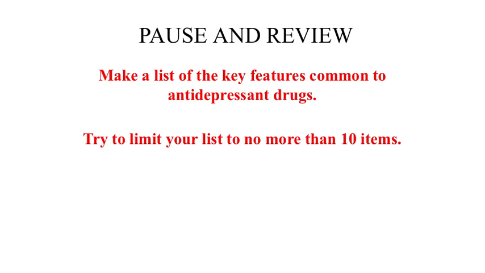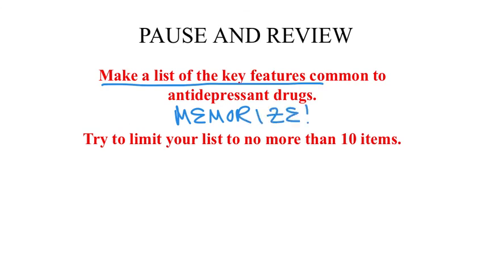After listening to this overview of antidepressant drugs, now is a good time to make a list of the key features that are common to almost all antidepressant drugs. These are important things to commit to memory as you start to work through the different antidepressant drug classes and between individual agents. Try to limit your list to no more than 10 items so that it's easy for you to remember these key features.